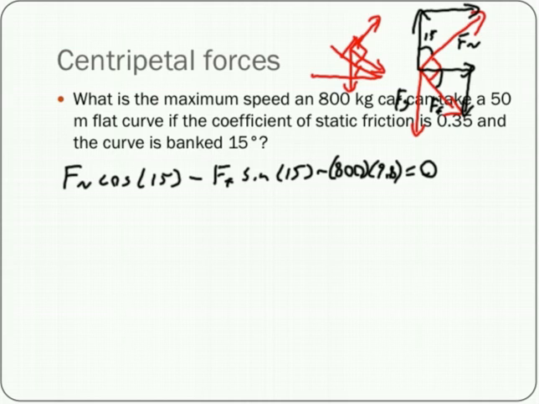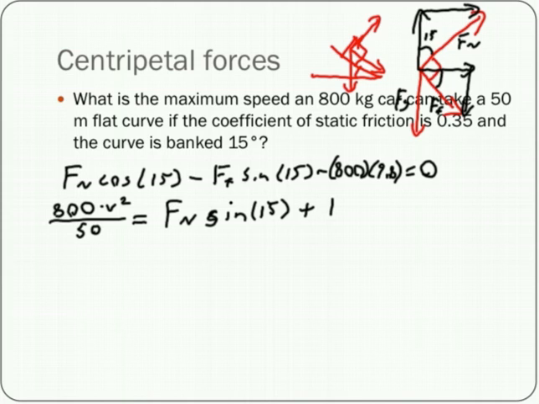The second one is our centripetal force equation. We know the centripetal force is mv squared over r. So 800 is the mass, times v squared divided by the radius, which is 50, is going to have to be equal to our y component. The y component of Fn is simply going to be Fn sine of 15. And going the same direction is the component of the frictional force. So plus Ff, and in this case it's the adjacent one, so it's going to be cosine. So Ff cosine of 15. So these are our two equations here.